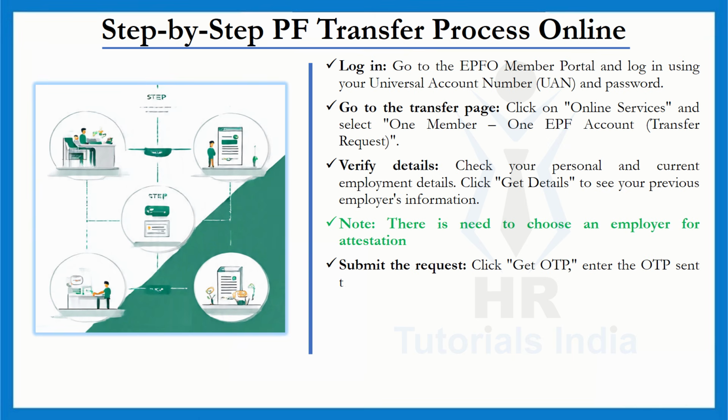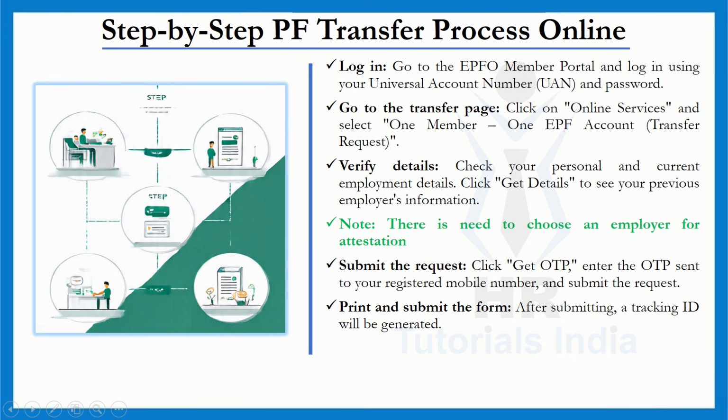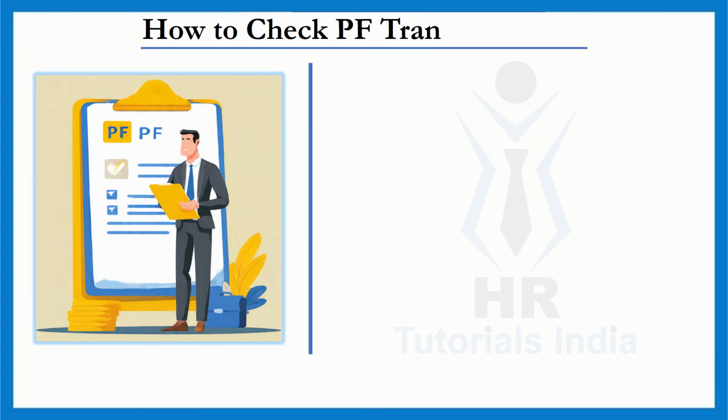An OTP will be sent to your linked mobile number for verification. Enter the OTP to confirm your PF transfer request. After submitting, download the Form 13 as a record of your request. Finally, let's see how to check PF transfer status.